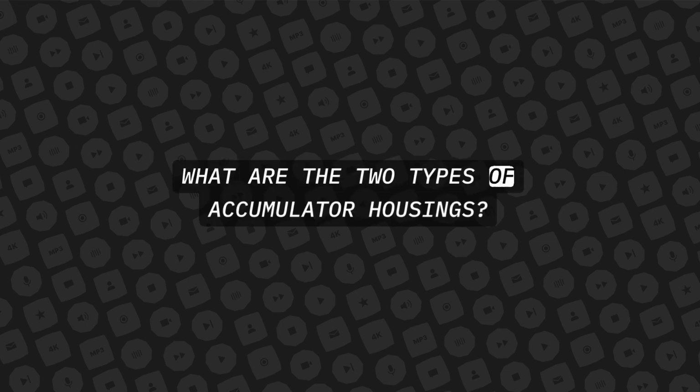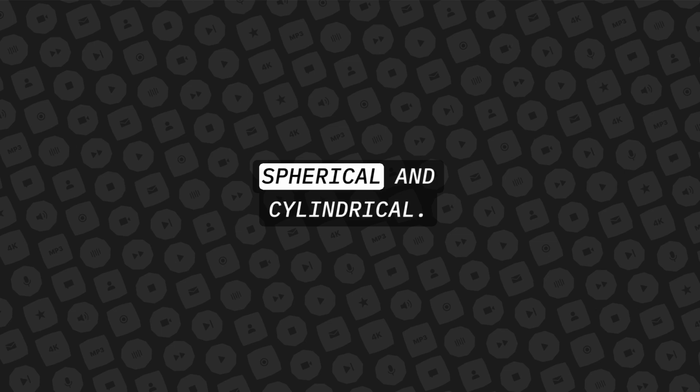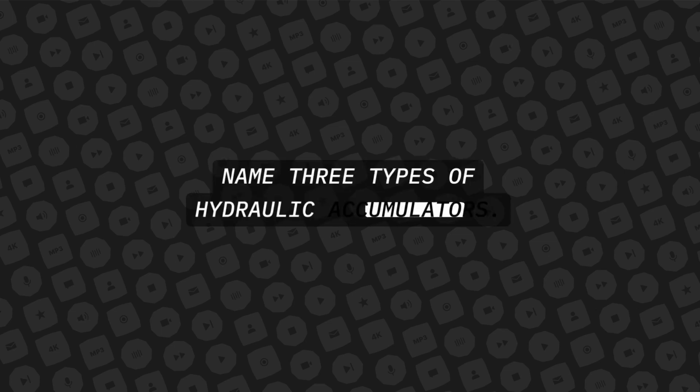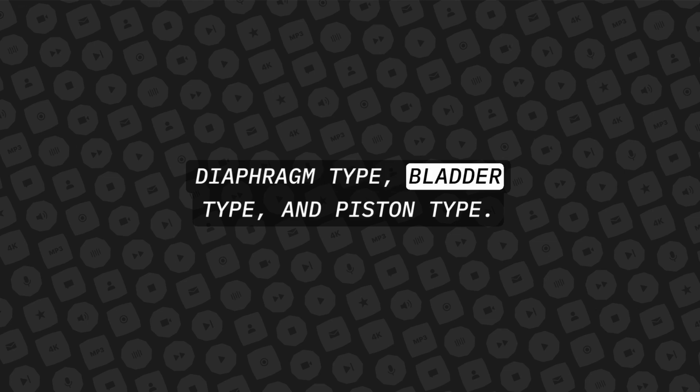What are the two types of accumulator housings? Spherical and cylindrical. Name three types of hydraulic accumulators. The diaphragm type, bladder type, and piston type.